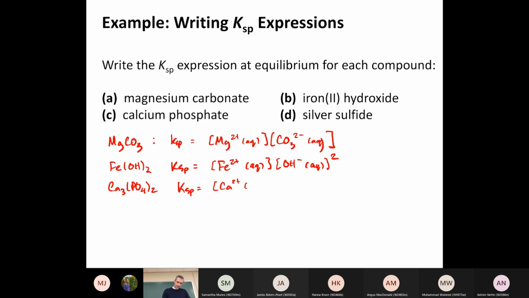Ca 2 plus, aqueous, cubed, PO4 3 minus, aqueous, squared.